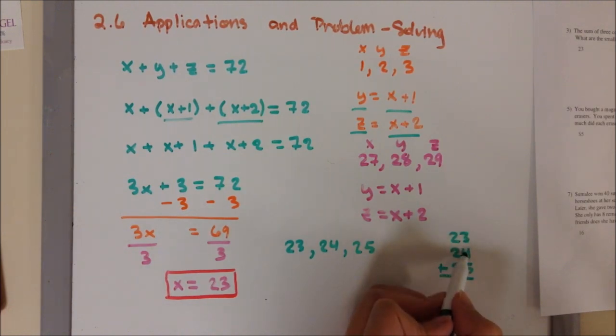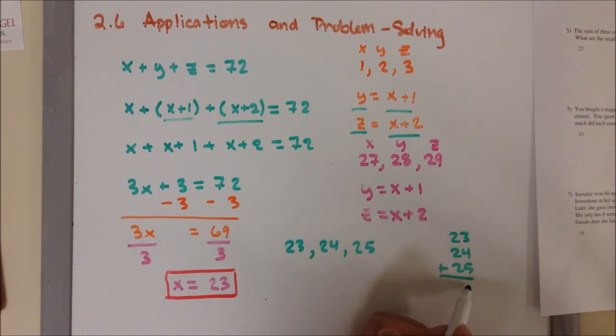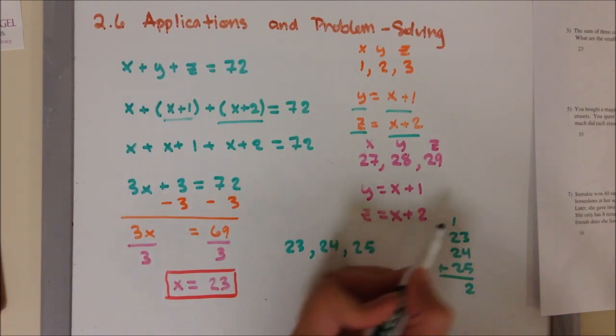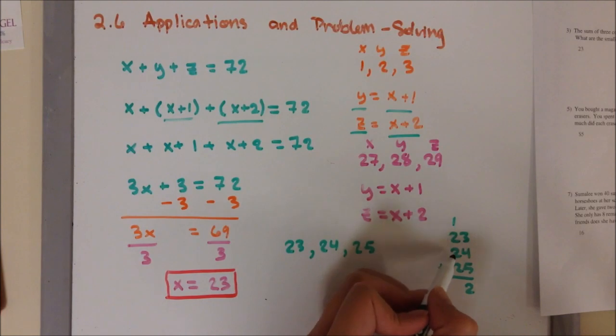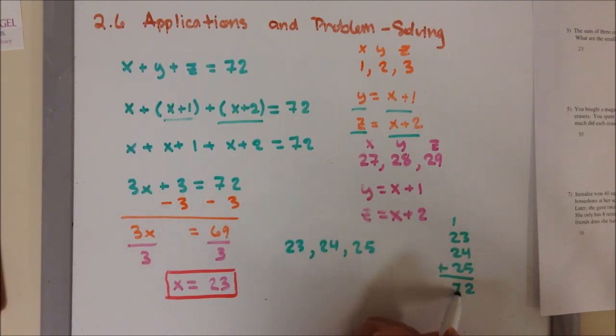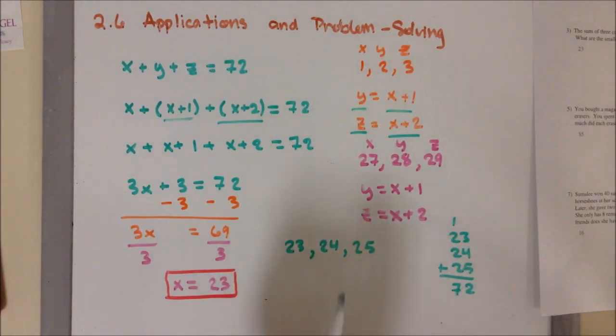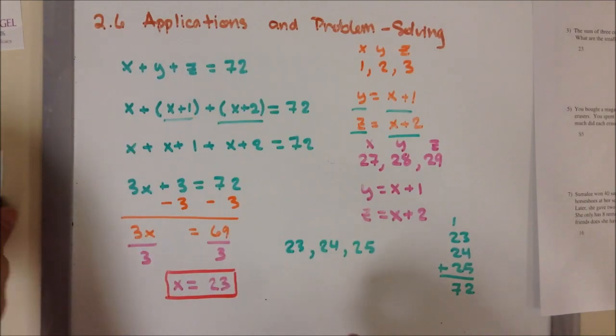3 plus 4 is 7, plus 5 is 12, so put 2 here, carry the 1. 1 plus 2 plus 2 plus 2, that's actually 72. So these are the consecutive numbers that we were looking for. But the question was, what is the smallest of these numbers? Meaning, what is the smallest consecutive number? In this case, it's 23.